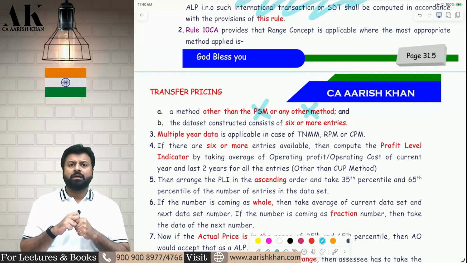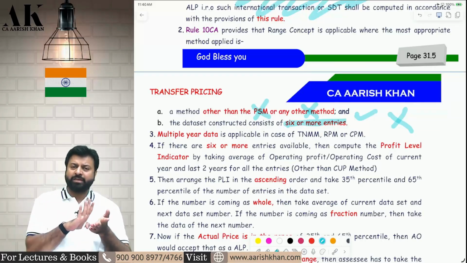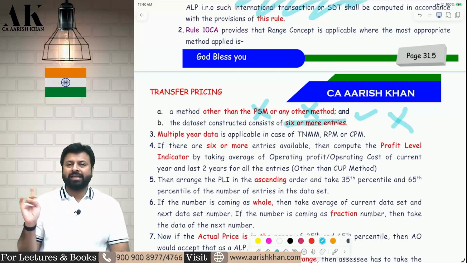Plus, the number of entries that you get in the market should be at least 6 or more. Then only range concept is applicable. Otherwise, range concept is not applicable. These 2 things you have to keep in mind before going ahead with the range concept. So to apply range concept, your method should be one of the 4 methods I have told you, and you need to have at least 6 entries from the industry, where a similar transaction is done by people with their unrelated party. At least 6 company data should be there. 7 is okay, 10 is okay, 15 is okay, but at least 6 has to be there.